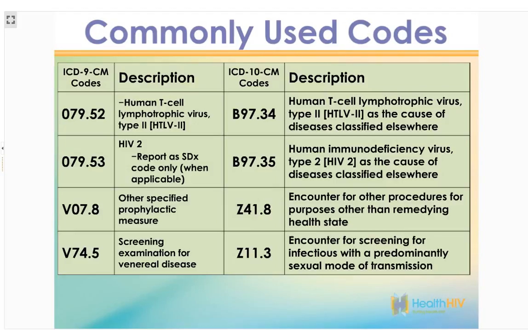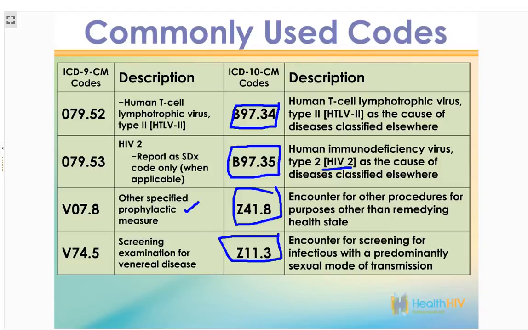Your human T-cell lymphotropic virus code, B97.34. This is the B97.35 code that we were talking about for the HIV-2 virus. The Z41.8 is for encounter for other procedures for purposes other than remedying health state. If you look back in ICD-9, it was other specified prophylactic measure. So you'll see the terminology changes also in ICD-10. So you have to make sure that you know what the new terminology means compared to the older terminology.